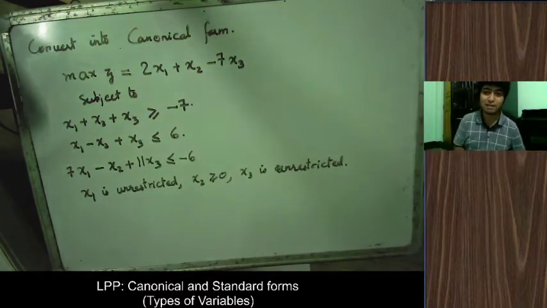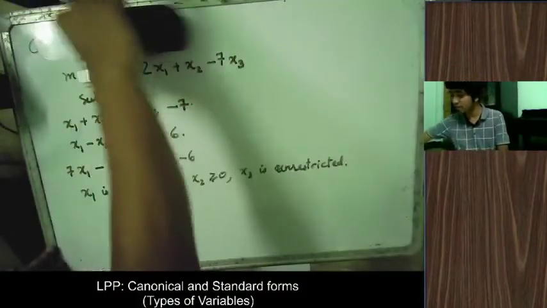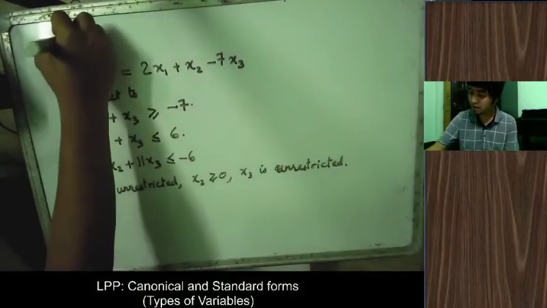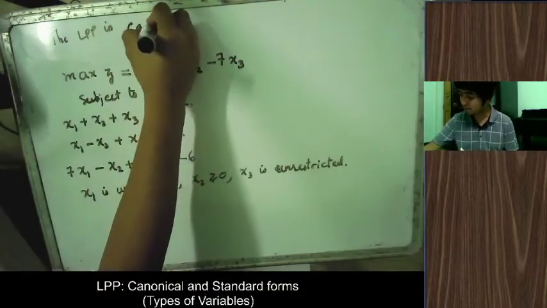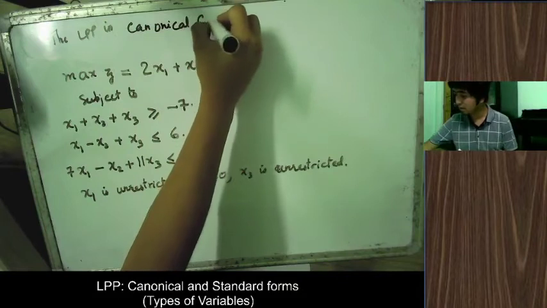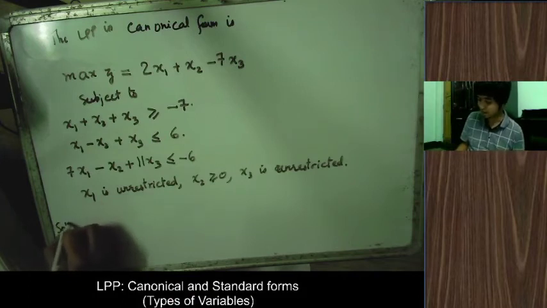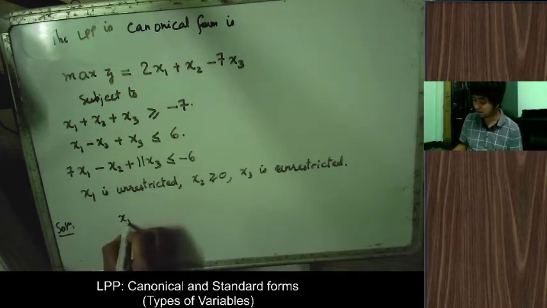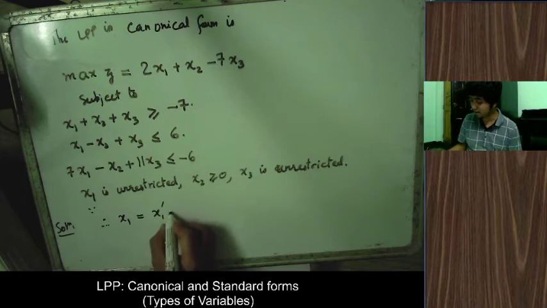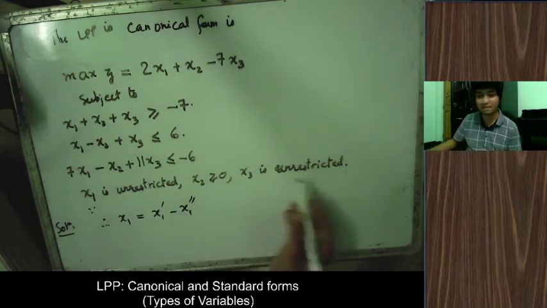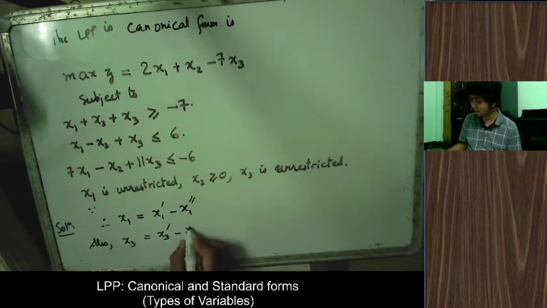Because it is already a maximization problem, we will keep it as it is. So the LPP in standard form is in canonical form. The LPP in canonical form is. Actually the solution you should start over here. Since x1 is unrestricted, therefore x1 is equal to x1 dash minus x1 double dash. Similarly, since x3 is unrestricted, we can write x3 as x3 dash minus x3 double dash.